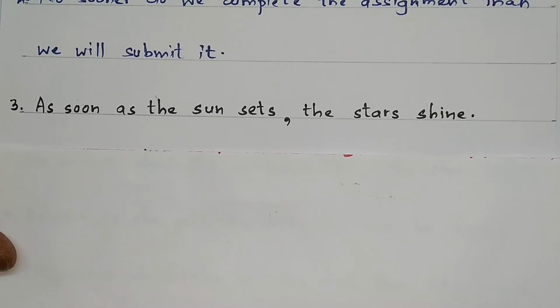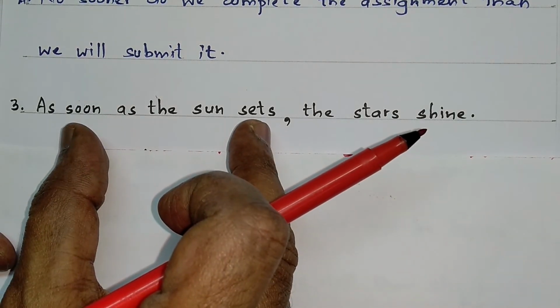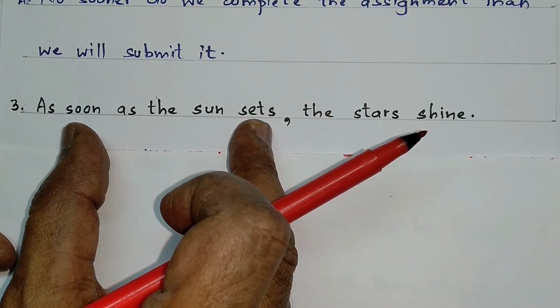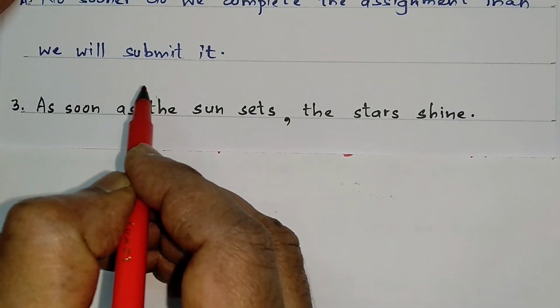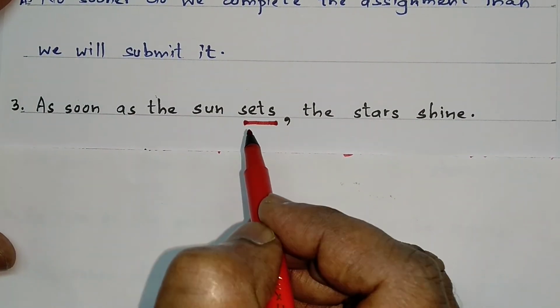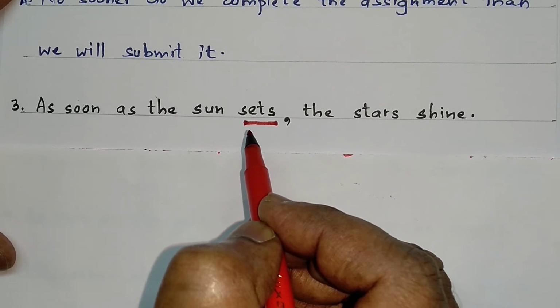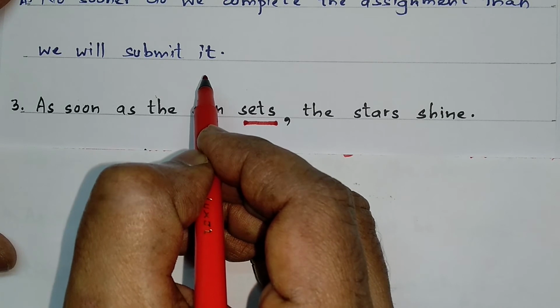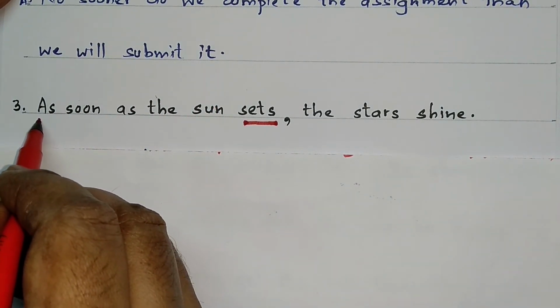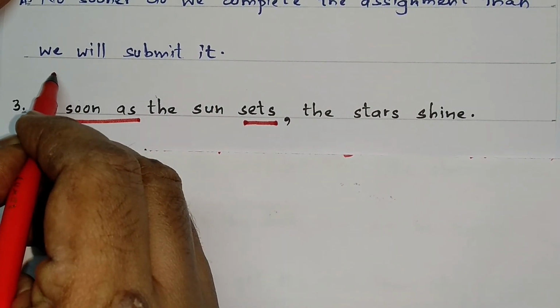As soon as the sun sets, the stars shine. Here again, the helping verb is not present in the as soon as part. So we will assume either do or does. Since the verb is sets, it ends with s. So we have to assume does. So let's replace now as soon as with no sooner.